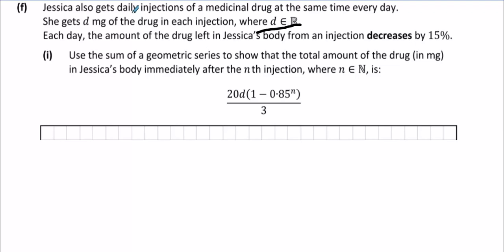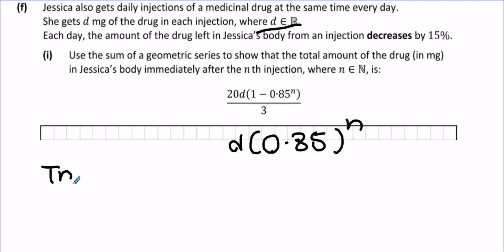The amount of drug left in Jess's body after injection decreases by 15% each day. It's a decreasing series. Okay, so imagine this. It'll be D by 0.85 to the power of how many days you're in the system. Does that make sense? You're losing 15, so you're retaining 85%. And that explains our 0.85 to the power n. Now we're going to use a geometric series, right? Your latest injection, which would be Tn, the injection you just got. How much is left in your system right now? D.